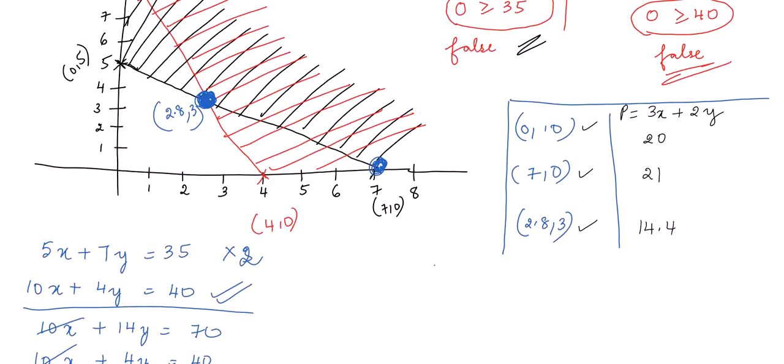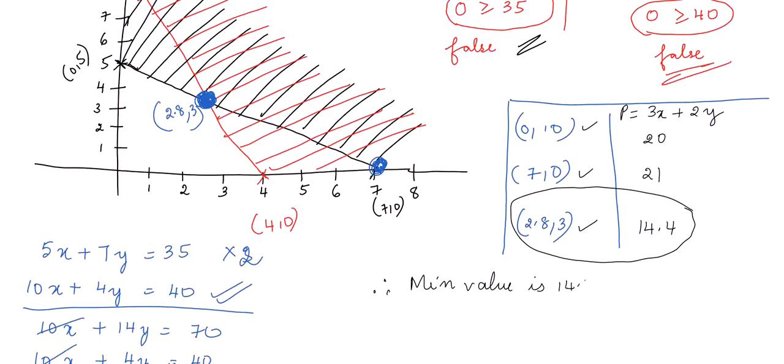So what was the question? The question was to minimize. So you need to find out the minimum value. Among these three, which is the minimum value? 14.4. Therefore the minimum value is 14.4 at the point 2.8 comma 3. So this is the answer.